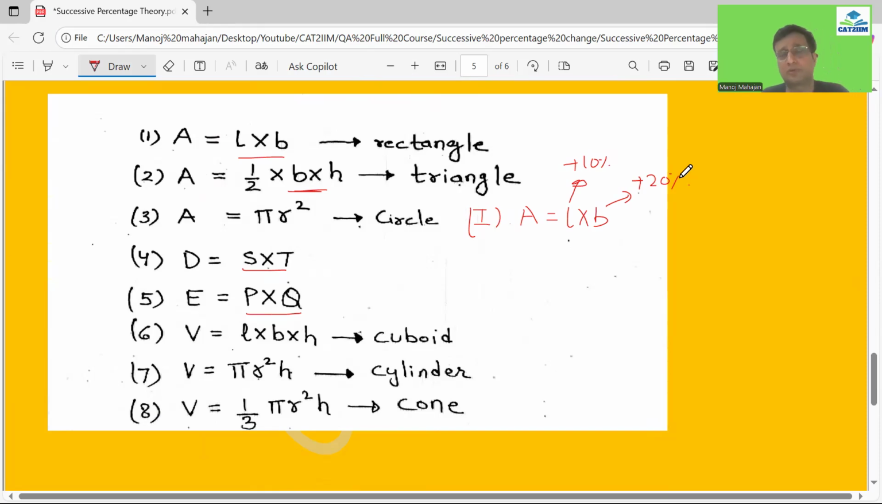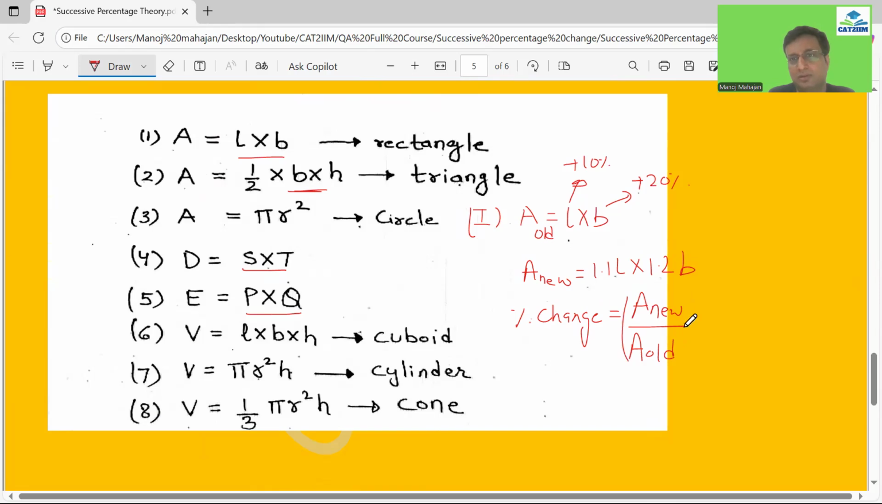Of course, we can do it with the basic approach also. Let's say area old is length into breadth. Area new would be what? Multiplying factors: I use 1.1 into L, 1.2 into B. If I want to calculate the percentage change in the area, that is area new upon area old, minus 1, into 100, correct?